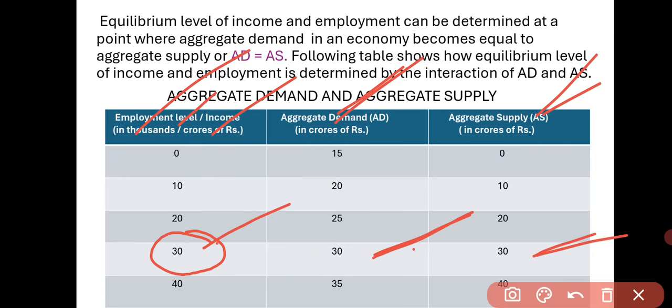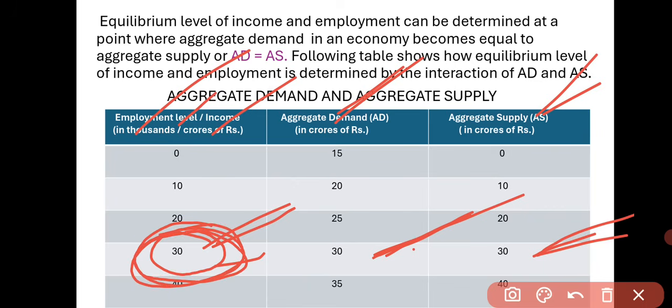When aggregate demand was 30 crores rupees and aggregate supply was 30 crores rupees, both become equal, AD becomes equal to AS, and at that point, that is the equilibrium point, our employment level was 30,000 and income level was 30 crores rupees. So it is known as the equilibrium level of income and employment.